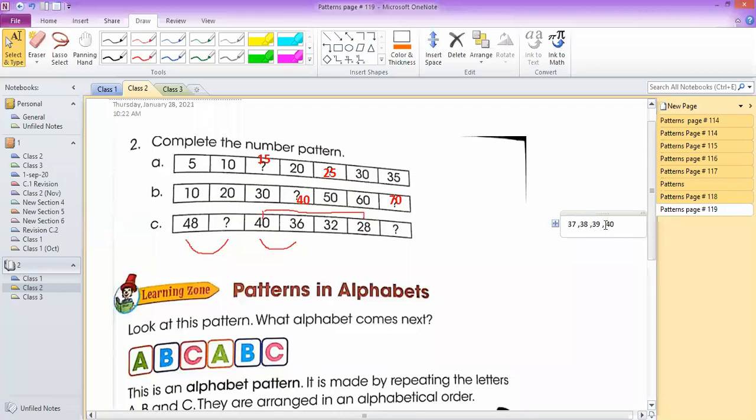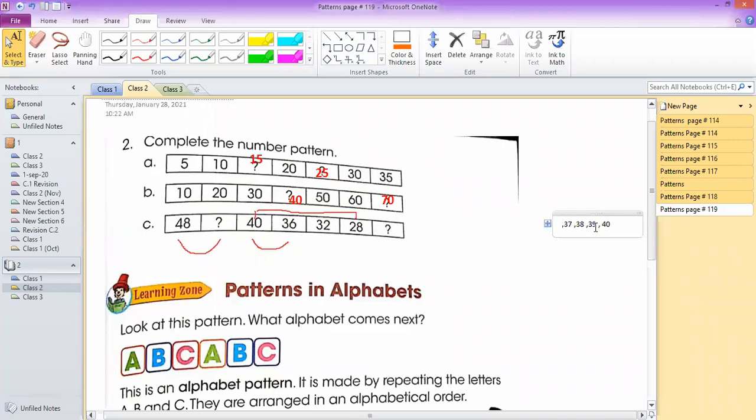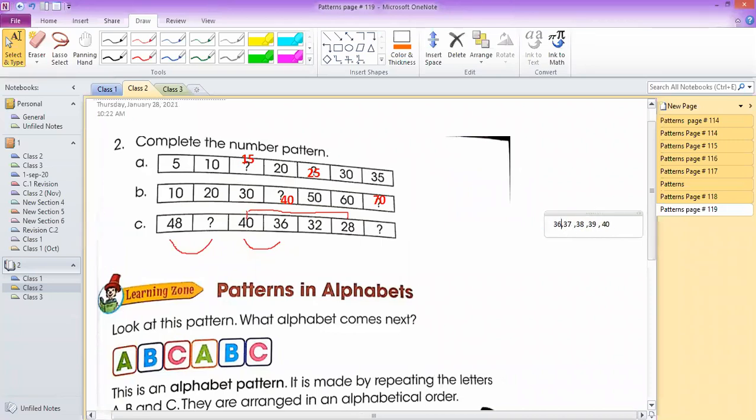Go back one more time. Three times you go back, you find 37. Now go back four times. Only one time go back now. From 37, before 37, what comes? 36. Look here now.